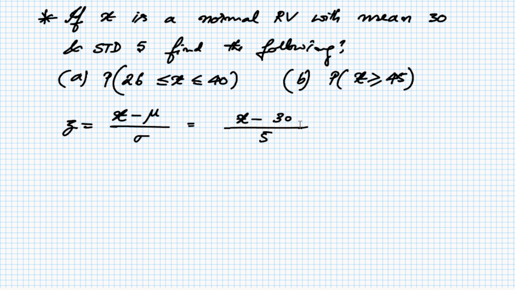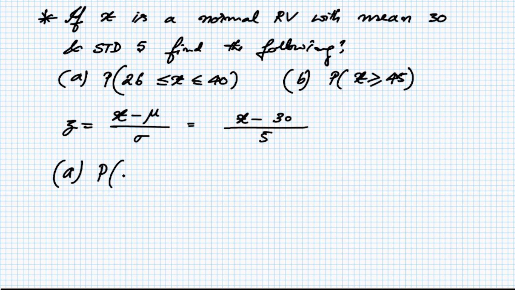Okay, once I convert this somehow, my intention is to find what value I need to look up in the table, because the table has very limited values, maybe 0 to 3 or 0 to 4, something like that. So I need to look at that now. How do I reach that? For that, let me start with answering part A of the question. Part A says probability that 26 is less than or equal to x less than or equal to 40. This is in terms of x. Convert the x into z and write the equivalent on the other side.